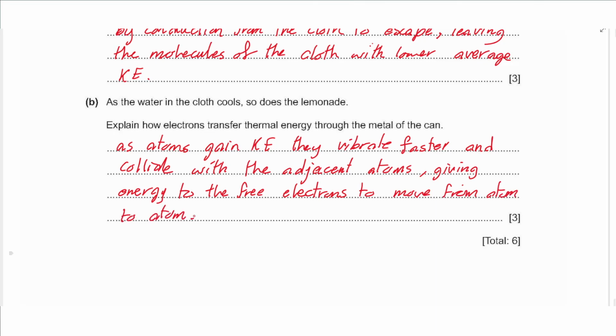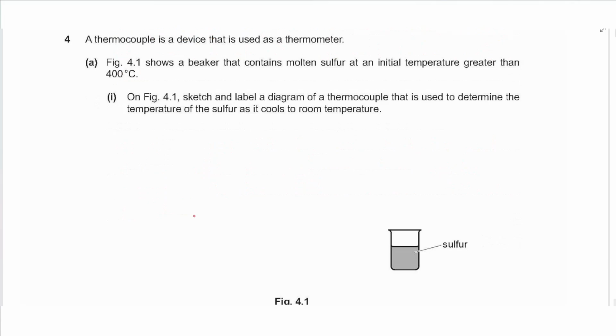The main concept here is using free electrons, and saying that energy is transferred from one atom to another, or between atoms, due to collisions or due to gaining kinetic energy and vibrations. Next question says, a thermocouple is a device that is used as a thermometer. This part you can skip for the new syllabus since thermometers are removed from the syllabus.